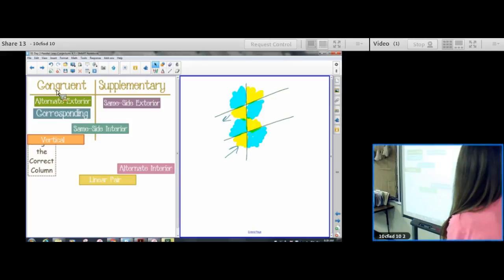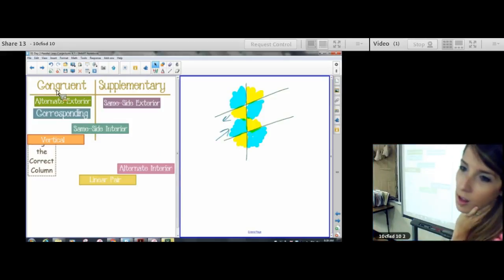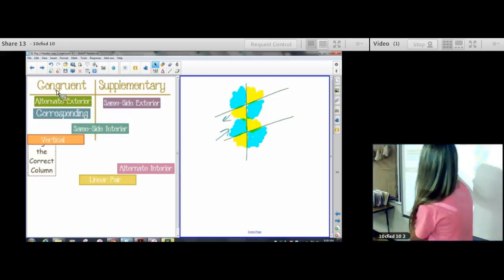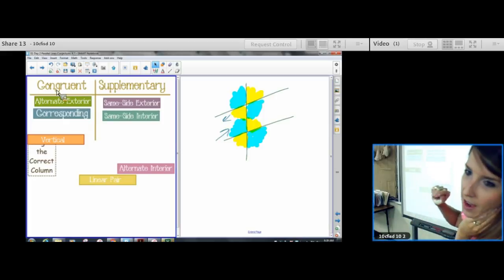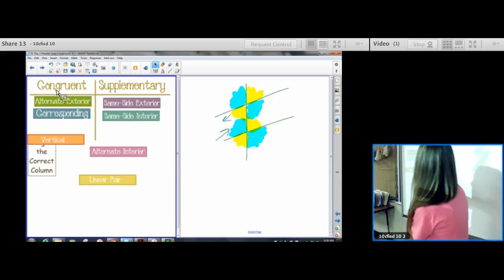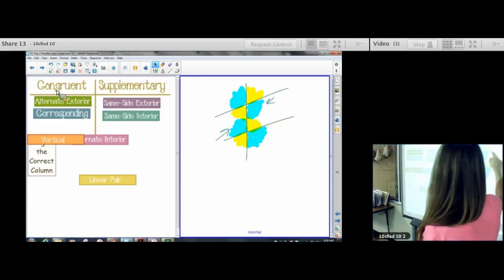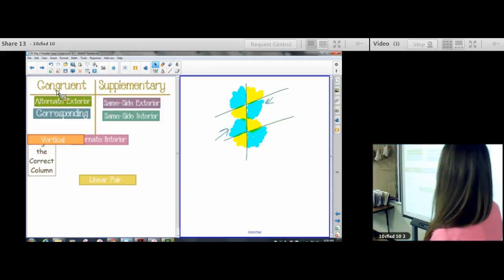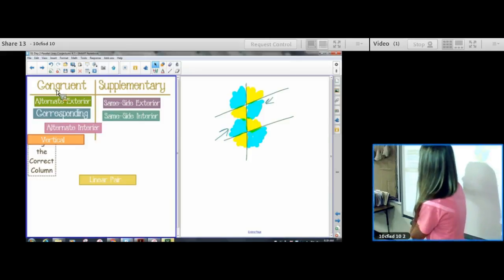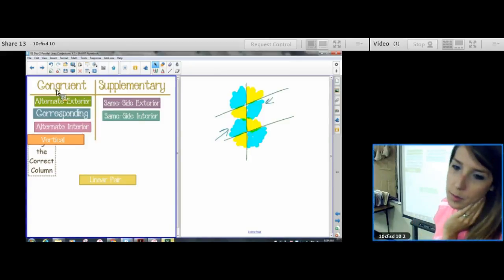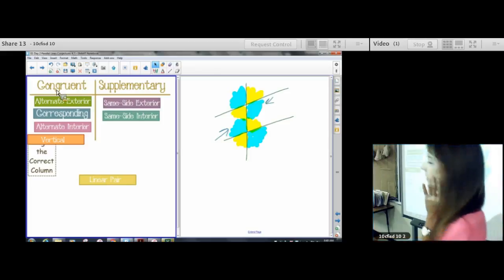What about same side interior? This one and this one. Oh, different colors. Huh, I'm noticing a pattern there. All right, what about alternate interior? This one and this one. Same color. And then old news, what about linear pair?